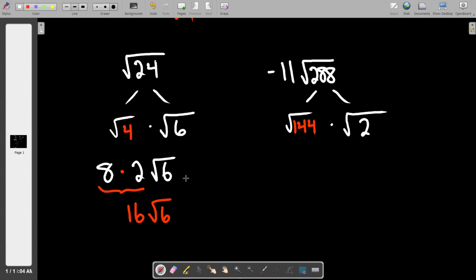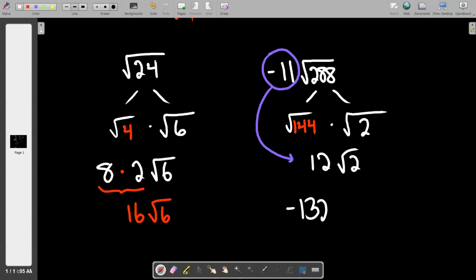So what am I at right now? Like, what's my current answer? 12 root 2. And then what do I do with that negative 11? You do. So he's just a multiplier in the front. So you take negative 11 and you multiply it down by the 12. What's negative 11 times 12? So our answer is negative 132 root 2. I think you would agree that's really nothing, quote unquote, new. It's just an extra little step at the end, right?